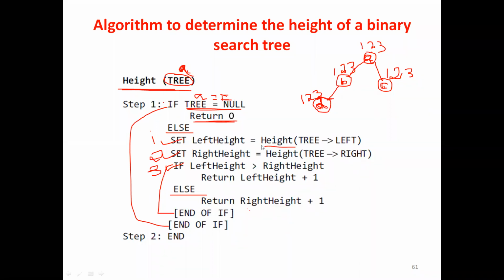Okay, fine. So it is calling the height function recursively. What are you passing? Tree left. Who is tree left? Tree is now A, and A left is nothing but B. Yes, very good. A left implies B only, right? So B is passed to this height because it's calling the same function recursively.